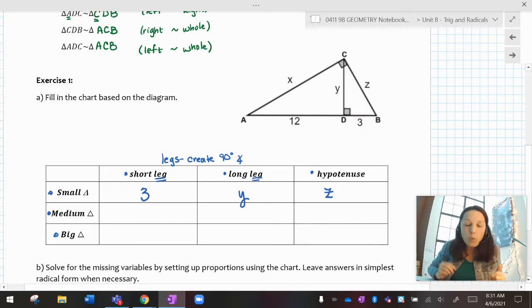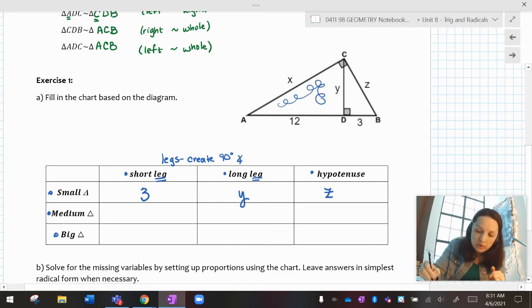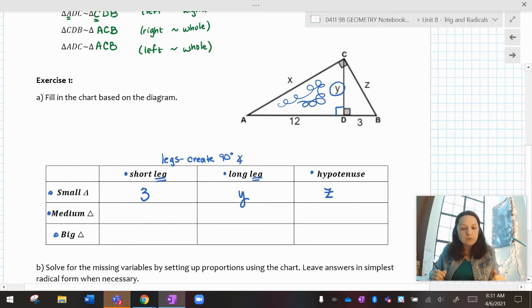Now, I'm going to walk away from that triangle and go to the medium triangle. That's this one right here. In that medium triangle, the short leg would be y because the 90-degree angle is right there. Y looks smaller than 12. So y is the short leg here. The long leg is 12. And the hypotenuse is the thing across from the 90-degree angle. That's going to be x.